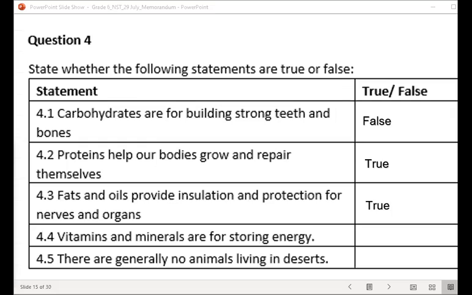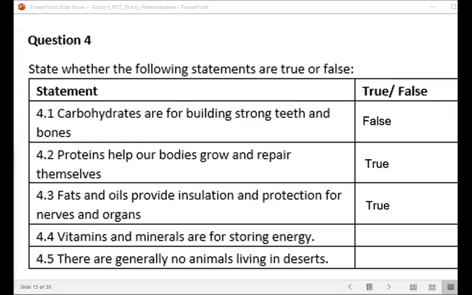Unmute. 4.4, vitamins and minerals are for storing energy. True or false? No, ma'am, it's false. All right. Beautiful. Thank you very much.